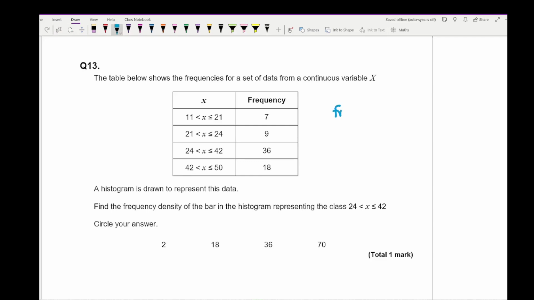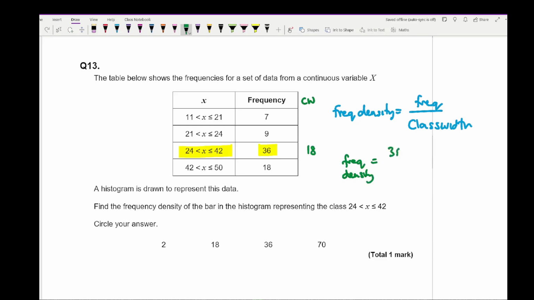For this, frequency density is calculated by doing the frequency divided by the class width. For 24 to 42 the frequency is 36, and the class width is going to be 42 take away 24, which is 18. So the frequency density is going to be 36 divided by 18, which is 2, so we just need to circle our first option.